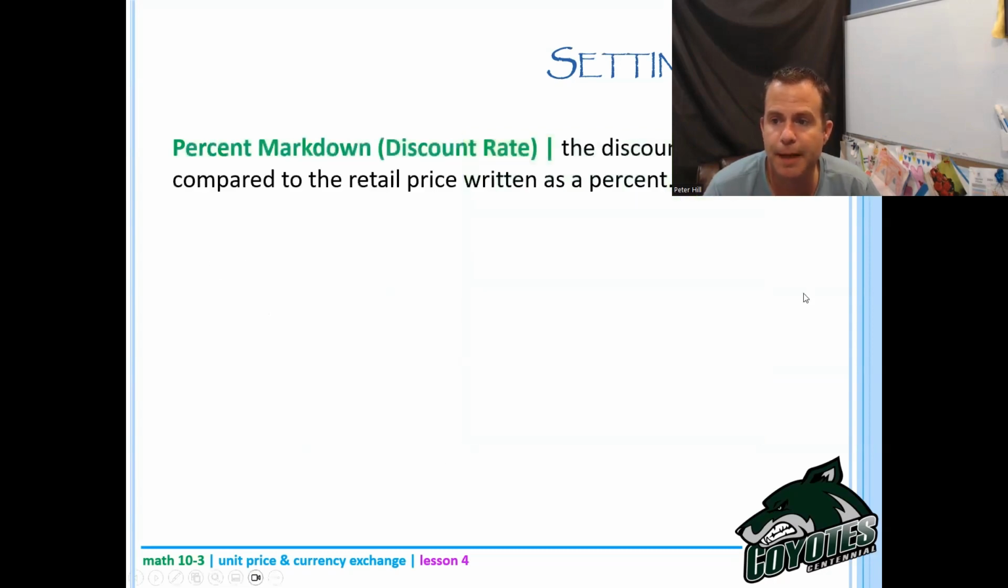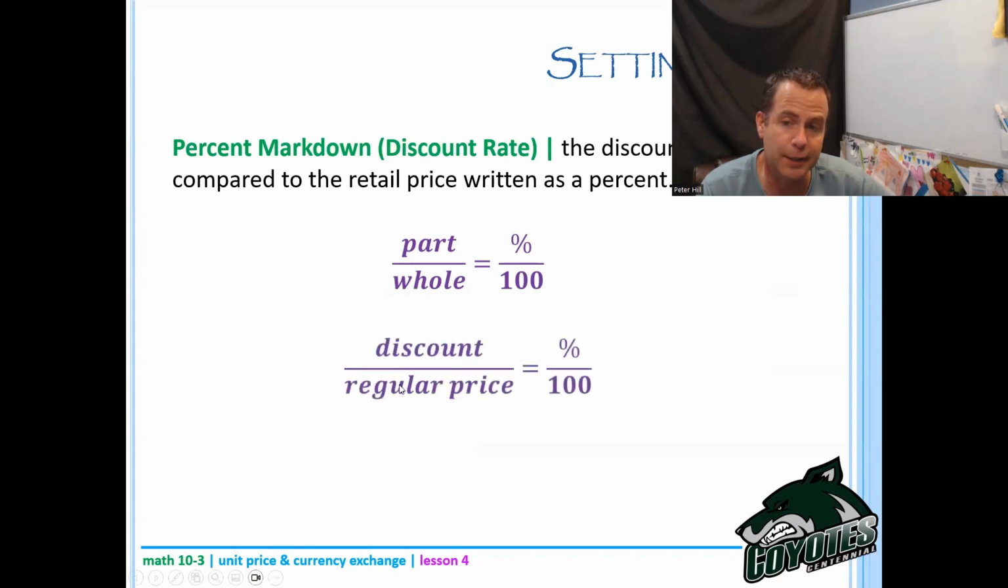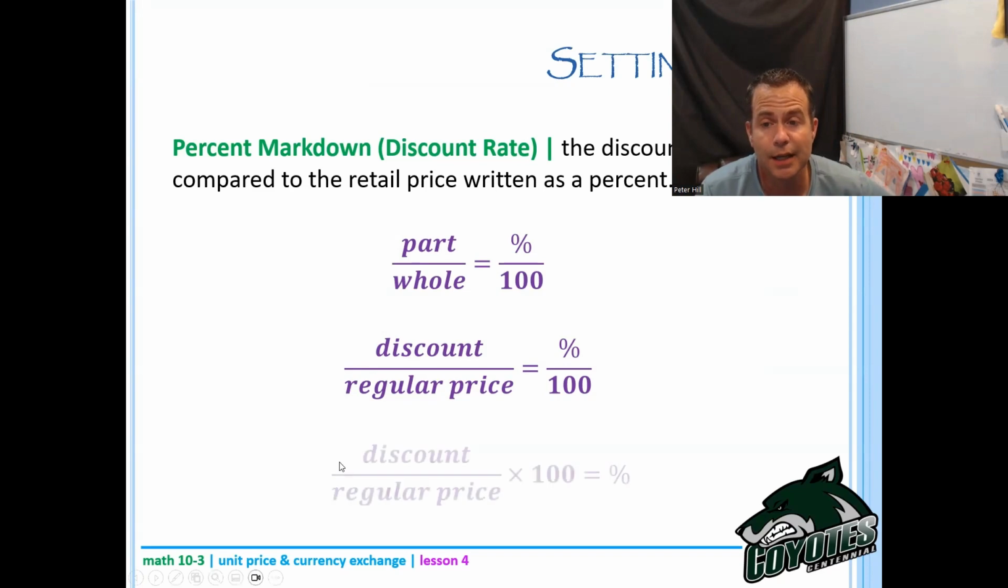All right, welcome back, my friends. Percent markdown, this is also known as the discount rate. It's the exact same thing, except we're decreasing the price instead of increasing the price. So it's the discount amount compared to the retail price written as a percent. So again, we've got part over whole equals percent over 100. This time it'll be discount over the regular price. Discount over the regular price equals the percent over the 100. But now we'll just multiply both sides by 100 so that we can essentially get that percent by itself.